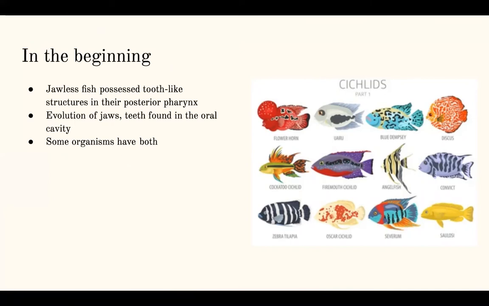Posterior just means back. To give you a visual example, it's like thinking about if you had teeth all the way in the back of your mouth. As organisms continue to evolve, jaws became a common trait shared among the vertebrates. Some organisms actually ended up possessing both of these features. The image to the right is an image of chinchlids. Sorry if I'm mispronouncing that, but they have tooth-like structures both in the posterior pharynx and in an oral cavity.